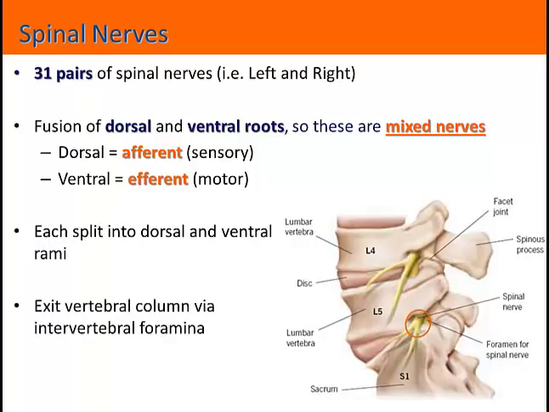And each spinal nerve exits the vertebral column via the intervertebral foramina. And so that foramina is formed by the inferior vertebral notch in articulation with the vertebra below it. And so you can revisit your vertebral anatomy if you forget where that foramina resides. And certainly we have some skeletons in the lab that you can see where these spinal nerves exit the vertebral column.